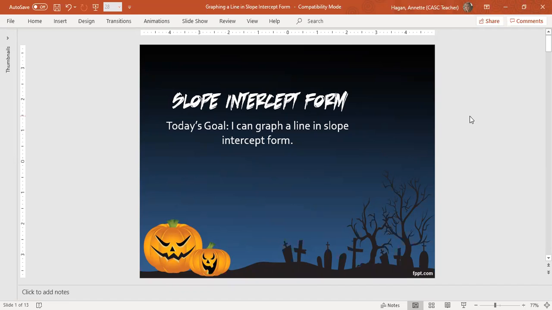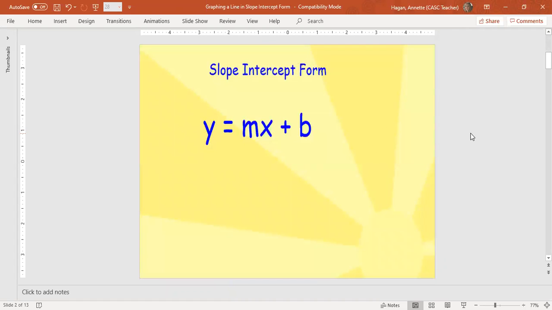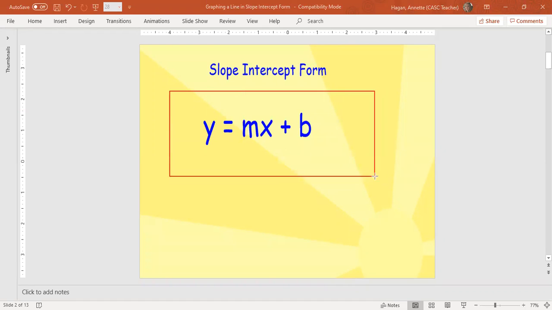This video follows directly along with the guided notes that are posted with the video in the assignment, as well as a separate assigned file in the online school. So let's start with what is slope-intercept form. Slope-intercept form is the formula y equals mx plus b.